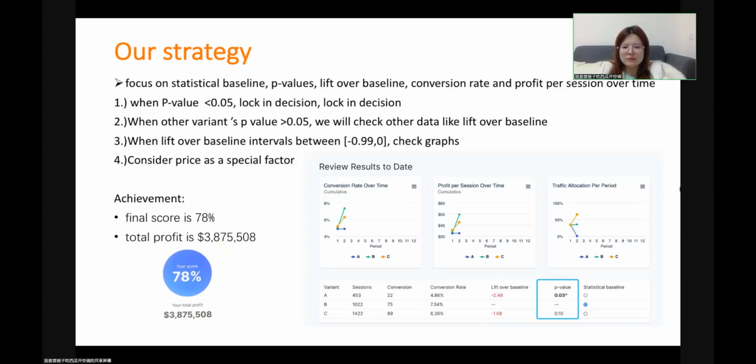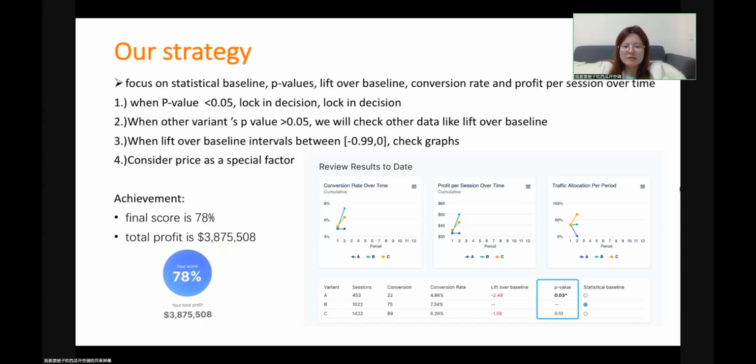During the simulation, we focused on a few data points which we considered important determining factors. These factors are statistical baseline, p-values, leftover baseline, conversion rate, and profit per session over time. Our main strategy is to first choose a variant A that can bring us the most profit at the statistical baseline, and compare other variants' p-values with this variant A. When another variant's p-value is less than 5%, we eliminate the other options and lock variant A in as the decision.